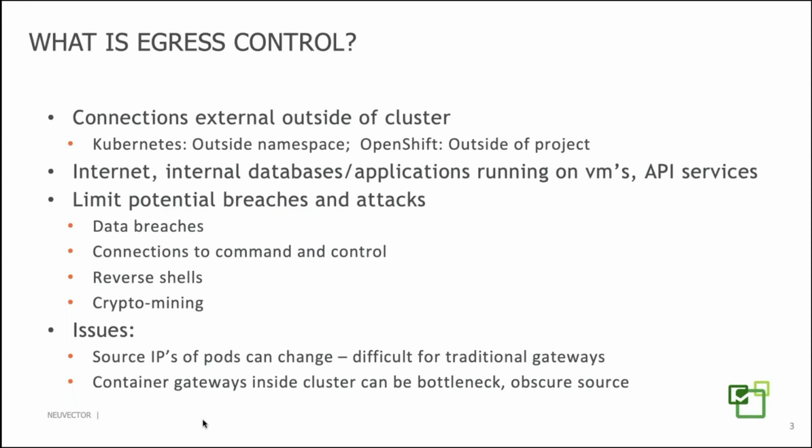And also, if you're trying to funnel all your traffic through a gateway inside the cluster in order to egress, that can also become a bottleneck. So there's potential performance issues, or it can obscure the source and the context of the requesting service. For example, the certain service that's allowed to egress coming from a certain pod, and that pod has to be identified by labels or service names instead of IP addresses.